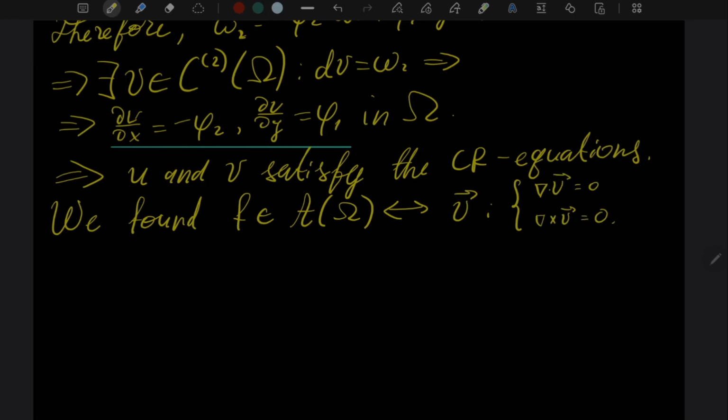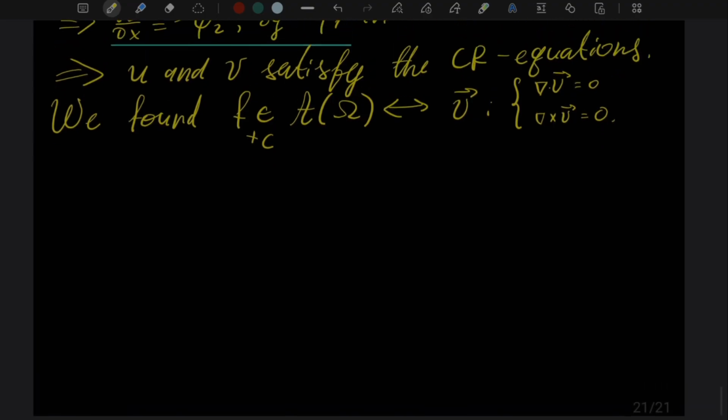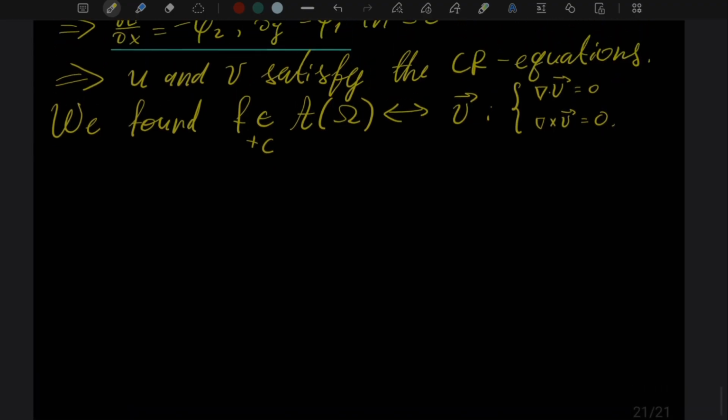Hence we found a one-to-one correspondence of such an analytic function and the vector field v. And of course, don't forget that we can add plus c to our f, and the correspondence will be the same. Now, how do we interpret v? Because we have already said that u is the potential of our field.